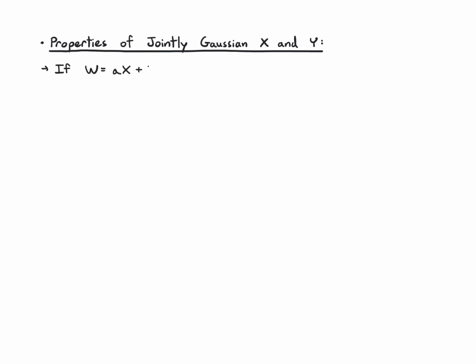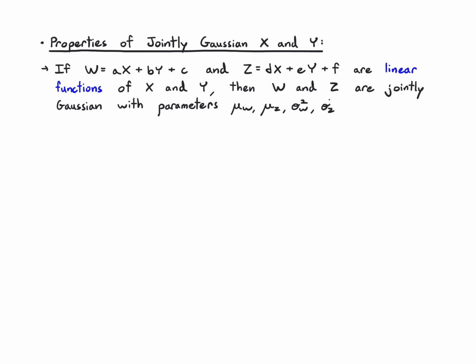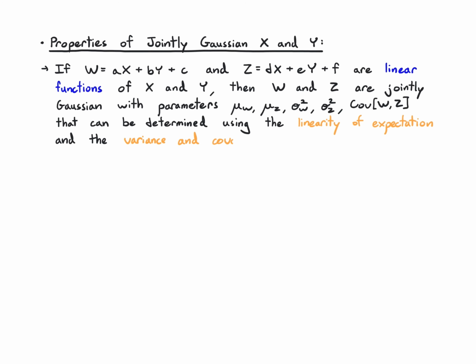If you have linear functions of your jointly Gaussian random variables, so w and z are these linear functions, then we know from earlier that w and z are jointly Gaussian with parameters mu w, mu z, sigma squared w, sigma squared z, and the covariance of wz. And you can get these parameters using the linearity of expectation and the variance and covariance of linear functions formulas. So those are available in a previous video. The marginal PDFs are Gaussian, okay? And they're Gaussian with means given by mu and variances given by sigma squared.